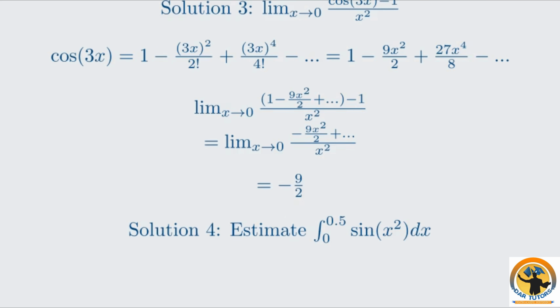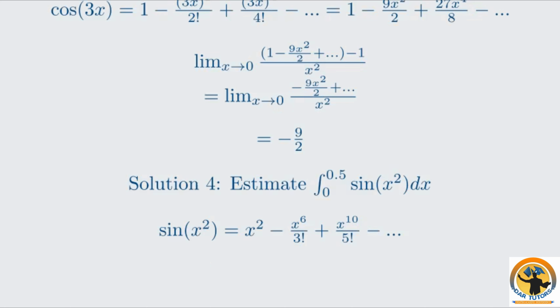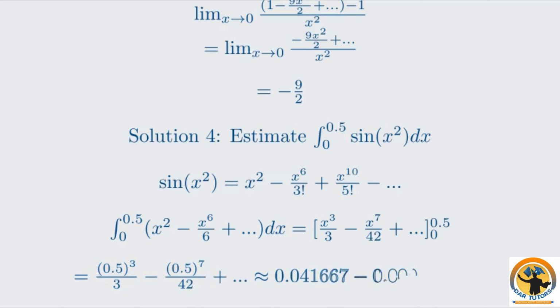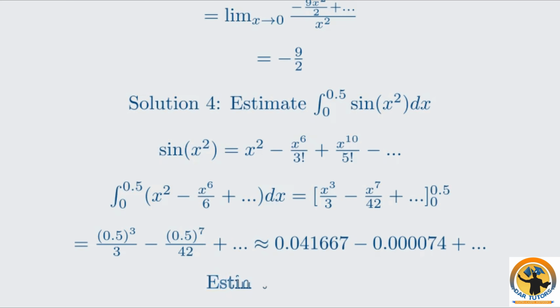For question 4, we first find the series for sine of x squared by substituting x squared into the sine series. Then we integrate term by term from 0 to 0.5. We need to sum enough terms so that the next term is smaller than 0.005. The third term, 1 over 120 times 0.5 to the 5th, is approximately 0.026, which is small enough. Summing the first 2 terms gives us an estimate of 0.041.